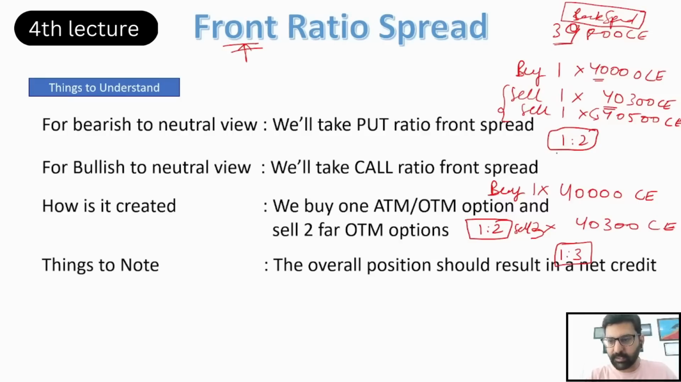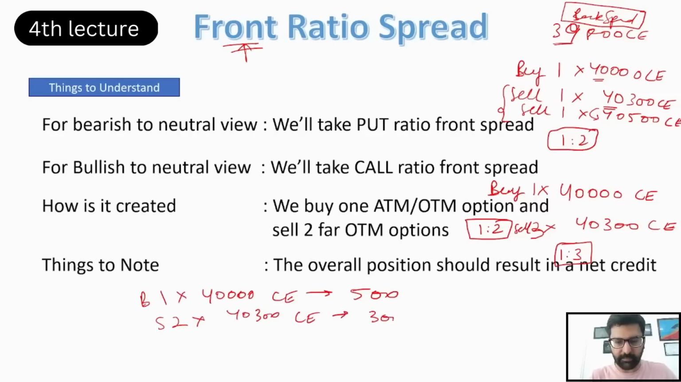So, for example, let's say we're doing a ratio of 40,000 call, right? We bought one lot at let's say 500, and we sold two lots of 40,300 call at 300. Which means this we are paying from our pocket because we are buying. So this is minus 500 and this we are getting since we are selling. So we're getting this premium into our pocket. So this is 2 into 300, which is equal to 600. So if you add these two, net comes out to plus 100. So this is what net credit means, that after building the position, we are getting something positive, right?